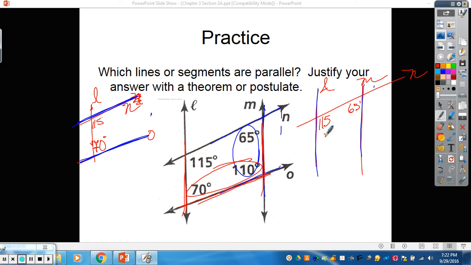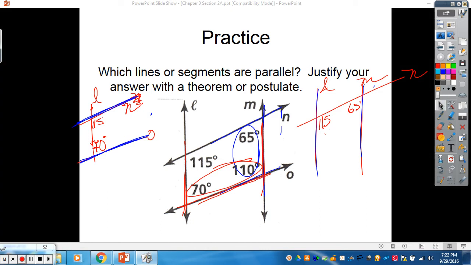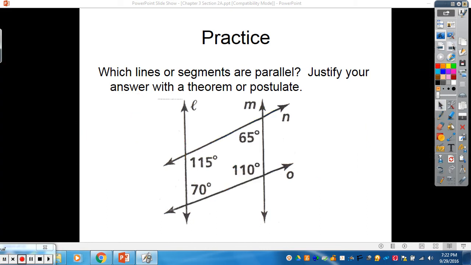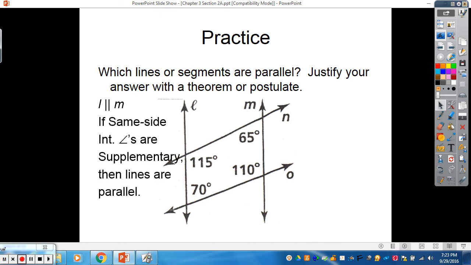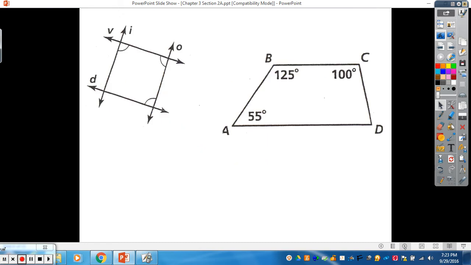So with that being said, here's what I would be looking for: if same side interior angles are supplementary, then lines are parallel, or you can put number 3. As long as you are memorizing that statement, that's the most important thing to me.